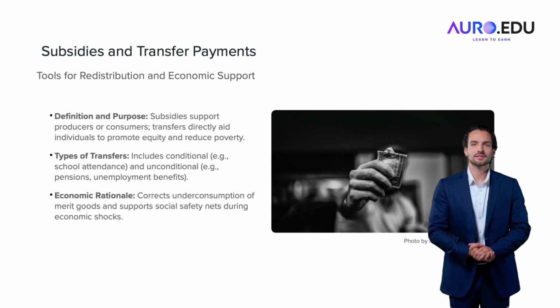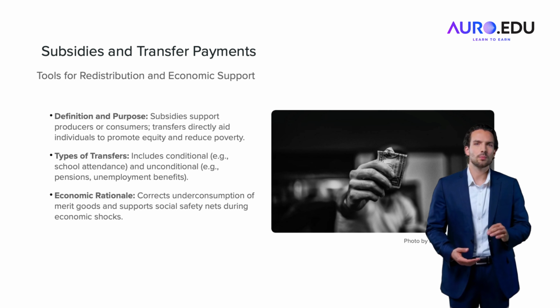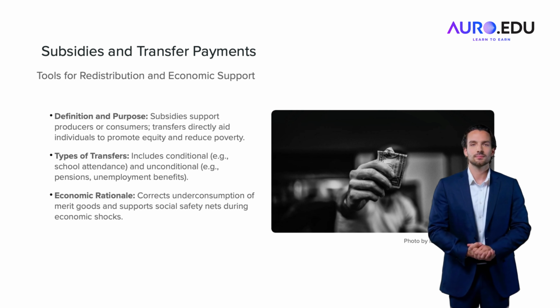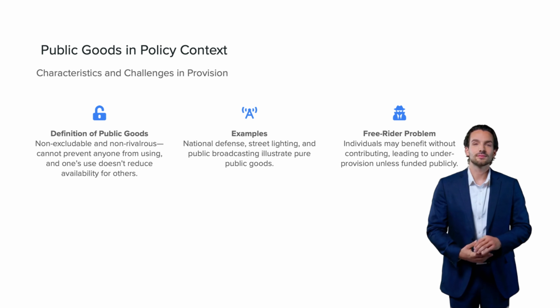Subsidies and transfer payments. Subsidies and transfer payments are tools for promoting specific economic activities and supporting vulnerable populations. Subsidies can lower the cost of goods, making them more accessible, while transfer payments like unemployment benefits provide financial support during job loss. While these tools can enhance social welfare, they must be carefully targeted to avoid inefficiencies and ensure that they reach intended beneficiaries.